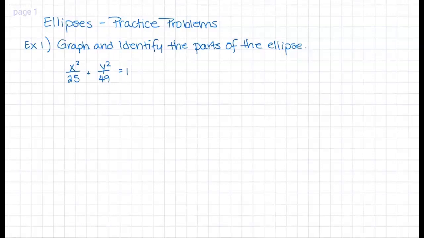Okay, so in this video, we're going to look at just practice problems. If you want to try them on your own before we look at the solutions, you can go ahead and do that. You can pause the video. So here's question number 1. We're going to graph and identify the parts of the ellipse. So feel free to pause the video right now to try it on your own. And if not, let's go ahead and look at the answer right now.